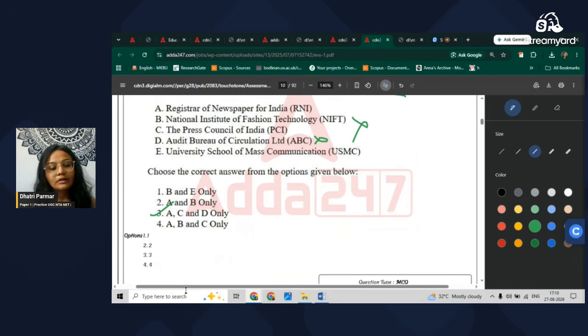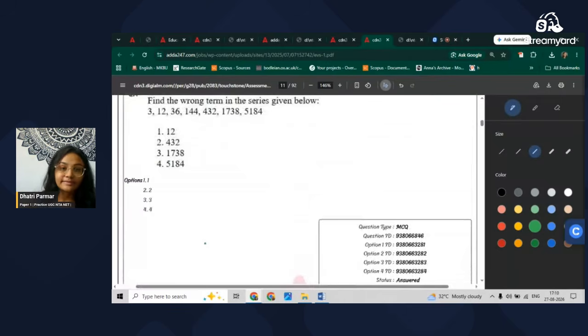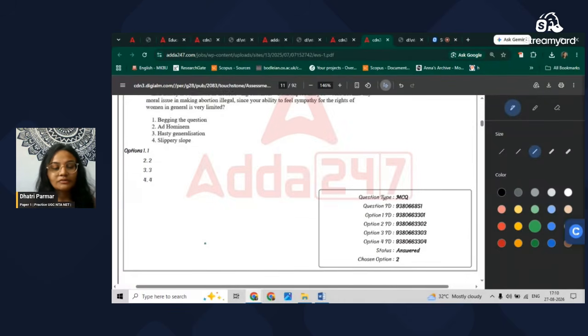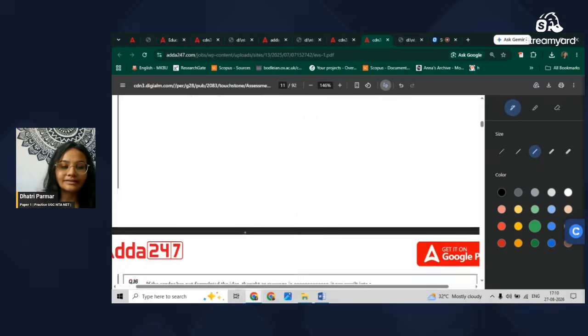Moving to the next question, which is from mathematical aptitude, and that's why we are skipping. Next question: which fallacy is committed in the following statement? I can expect that you would not find any moral issue in making abortion illegal, since your ability to feel sympathy for the rights of women in general is very limited. Now, the abortion idea is altogether a different argument, and here the total attack is happening on the person who is making the argument, and that is why it is ad hominem. That is the answer, because they are attacking the person.